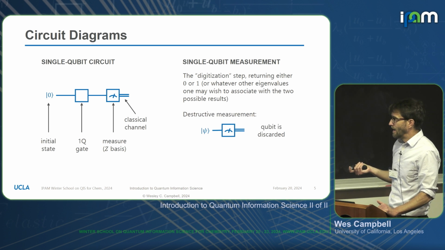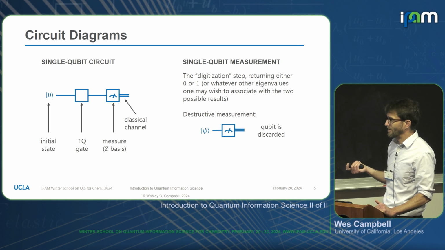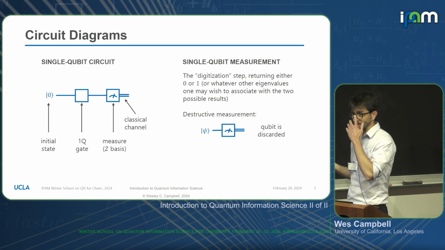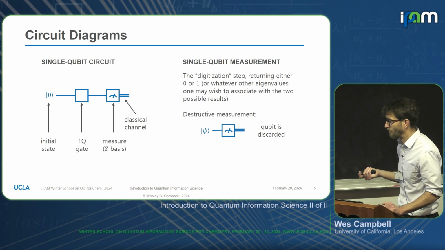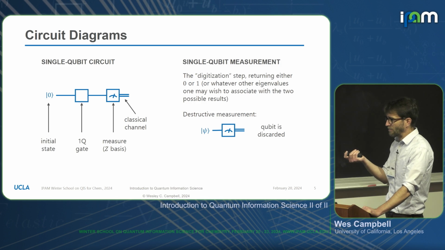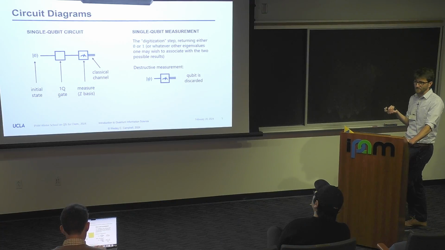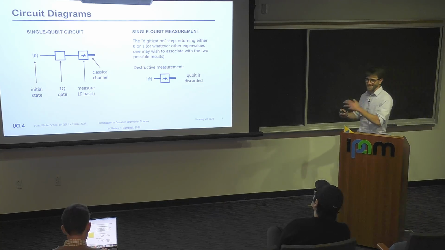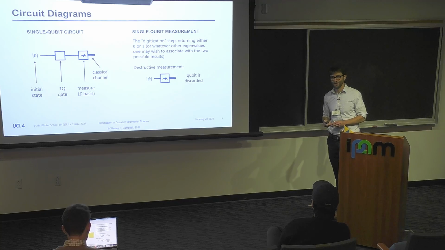Now, there are two types of measurement whose difference is not important as a theorist, but as an experimentalist, it's very important. This is what we would call a destructive measurement, where we gain the classical information about the state of the qubit, but the qubit itself is either discarded or is in some state that we don't know what it is, because the measurement process tends to be pretty invasive.